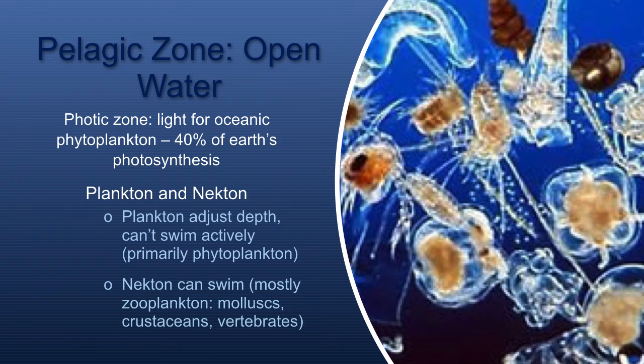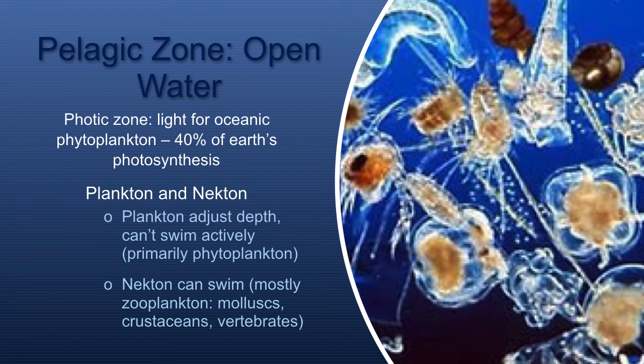Why? Well, if you think about it, the photic zone is providing all of the energy for phytoplankton. So 40% of the Earth's photosynthesis is coming from phytoplankton, or small floating algae and other photosynthetic organisms that are up there.